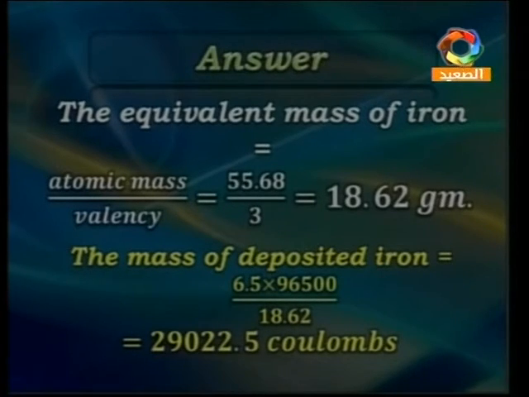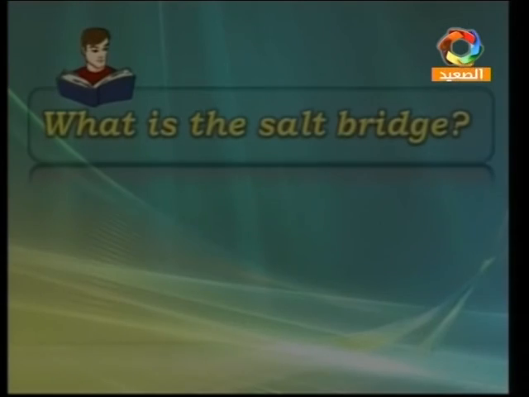It's very easy to answer this type of problems. Again, the mass of deposited iron, 6.5, comes out from the problem, and 96,500 divided by 18.62, the equivalent mass of this atom of iron, gives us the number of coulombs needed to make this reaction.